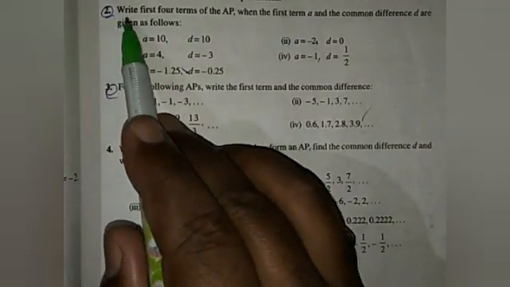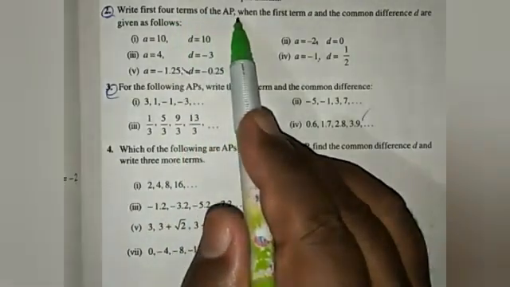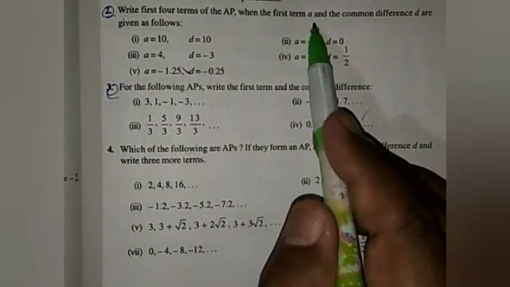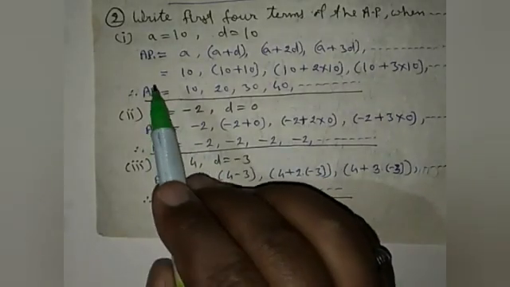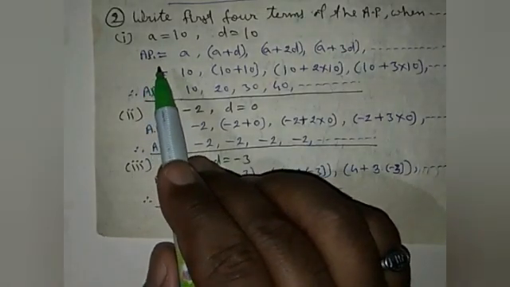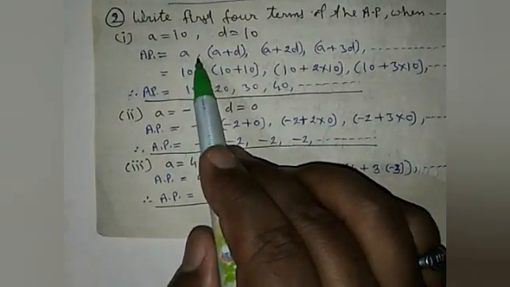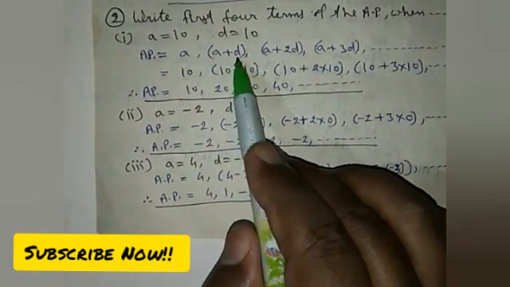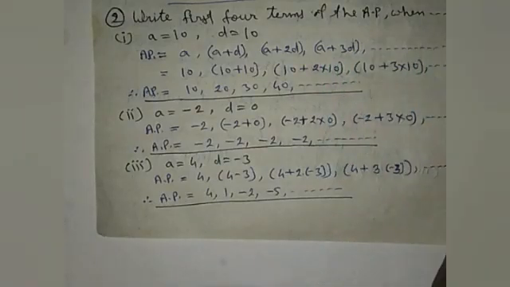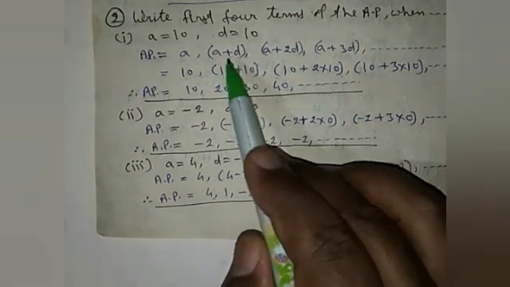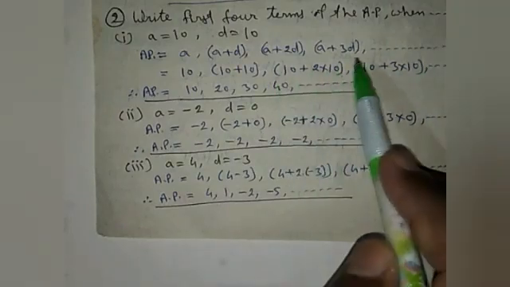In question number 2, write the first 4 terms of the AP when the first term A and common difference D are given. As you know, in an AP the terms are given like A, and A plus D, then A plus 2D, then A plus 3D and so on. Here the common difference is added every time to the preceding term.